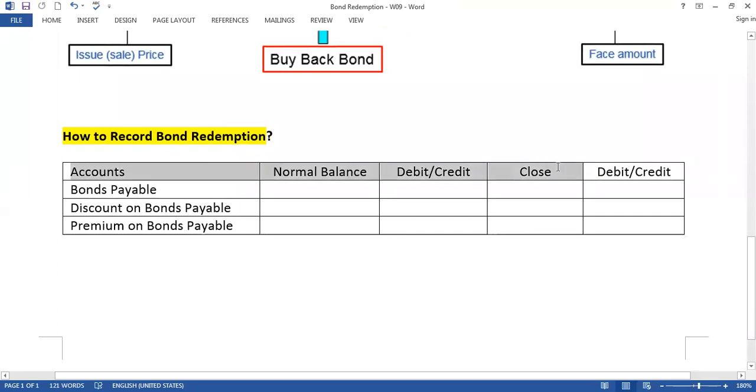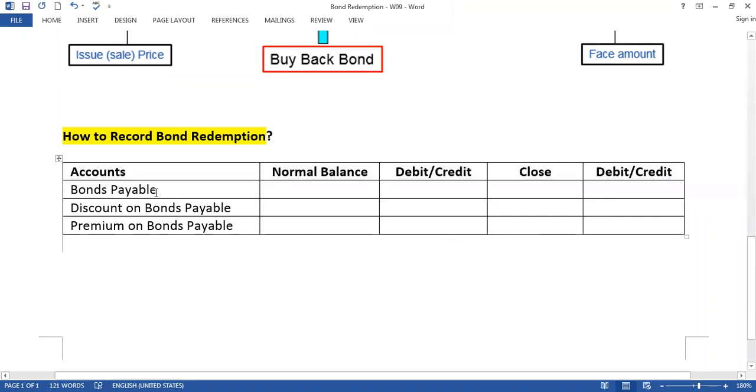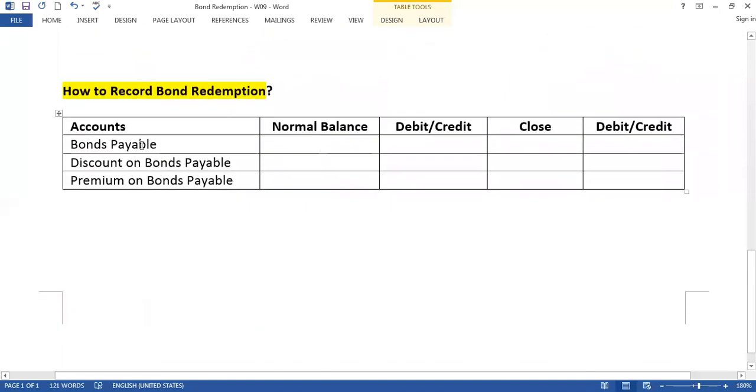So can you remember when we do the journal entries? When we issue the bond, can you remember, that means at that day, what is the journal entry at that day? You record bonds payable debit or credit. Can you remember? Yes, so I can close this one, so it will make it easy for you.